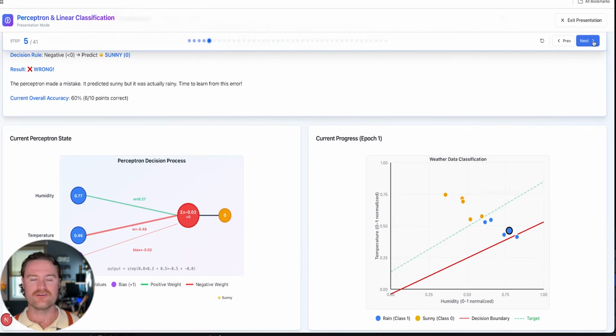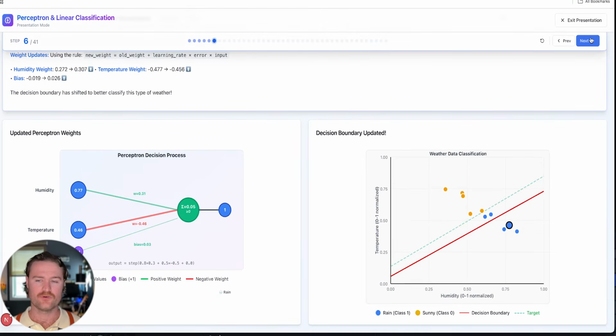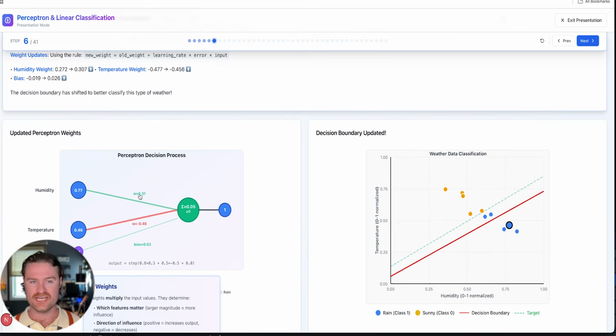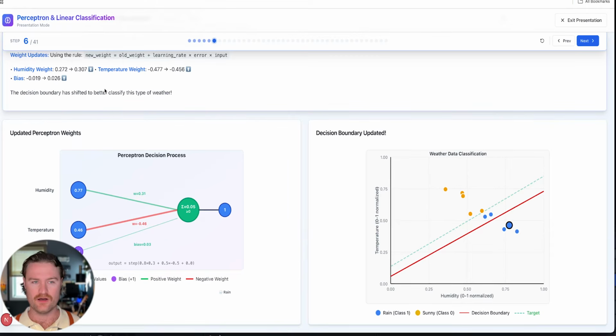We run through another example. We're still wrong because even though we moved this line up, we are not in the exact right place. It's still saying it's going to be sunny when it's not. So we move it back up again. Our weights have changed once again. Our weight has gone from 0.272 up to 0.307, and then our temperature weight has gone from negative 0.477 to now negative 0.456. Our bias has moved a tiny bit as well.